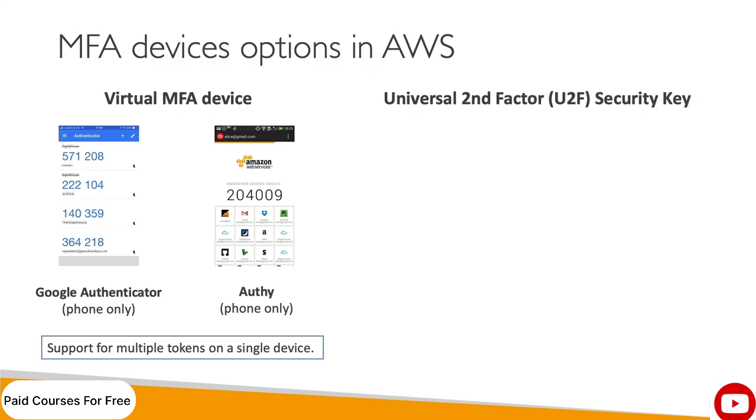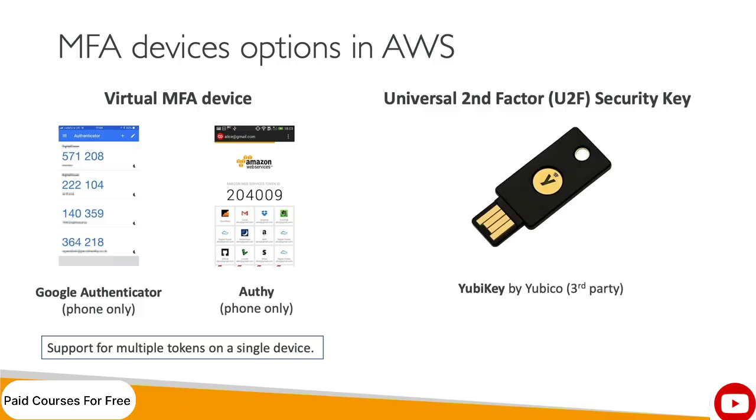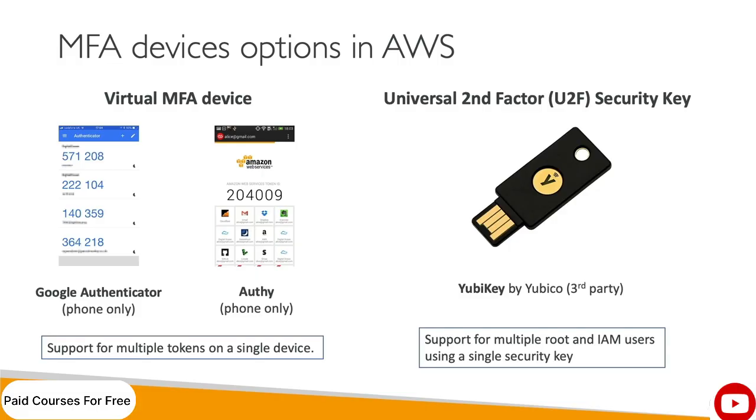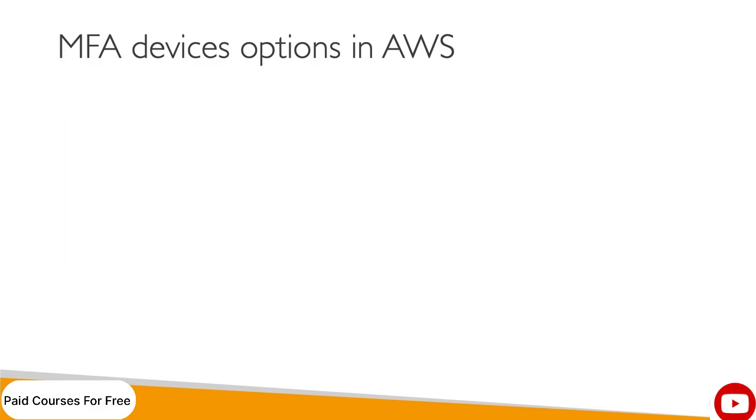Now we have another thing called a universal second factor, or U2F security key. And that is a physical device, for example, a YubiKey by Yubico, and Yubico is a third party to AWS. This is not AWS that provides it. This is a third party. And we use a physical device because maybe it's super easy. You put it on your key fobs and you're good to go. So this YubiKey supports multiple root and IAM users using a single security key. So you don't need as many keys as users. Otherwise, that will be a nightmare. Then you have other options. You have a hardware key fob MFA device.